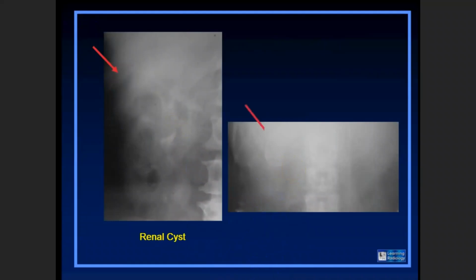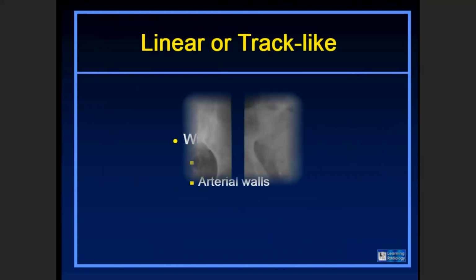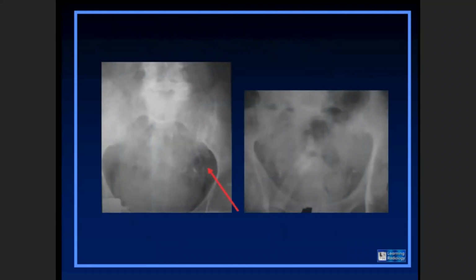Here also we have a porcelain gallbladder underneath the liver in the right upper quadrant. Linear or track-like calcification occurs in the walls of tube-like structures like ureters, for example, and arterial walls in cases of atherosclerosis, due to the presence of calcification within the vessel wall. This is a case of atherosclerosis, which is an expected normal finding with aging. Here, calcification within the vas deferens in a male patient.